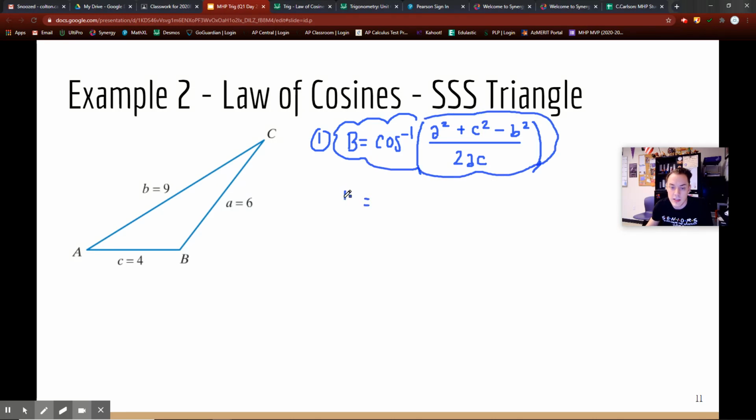So what does B equal? B equals the inverse cosine of, A is 6, so 6 squared plus C is 4, so 4 squared minus B, which is 9, so 9 squared. See how this is maybe a little bit easier without using law of sines on your second step, like that previous example we had to do. And then this is 2, times A, which is 6, and times B, which is 9.